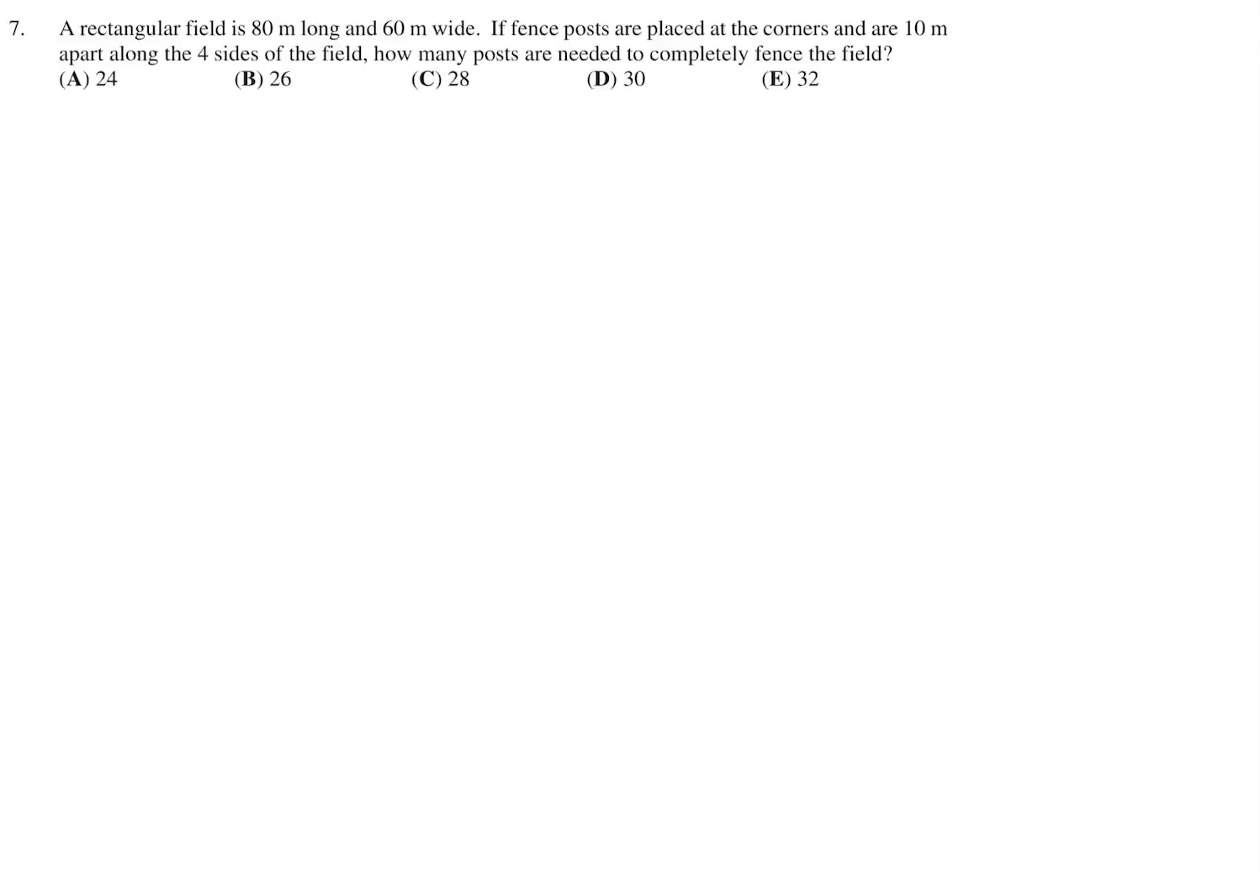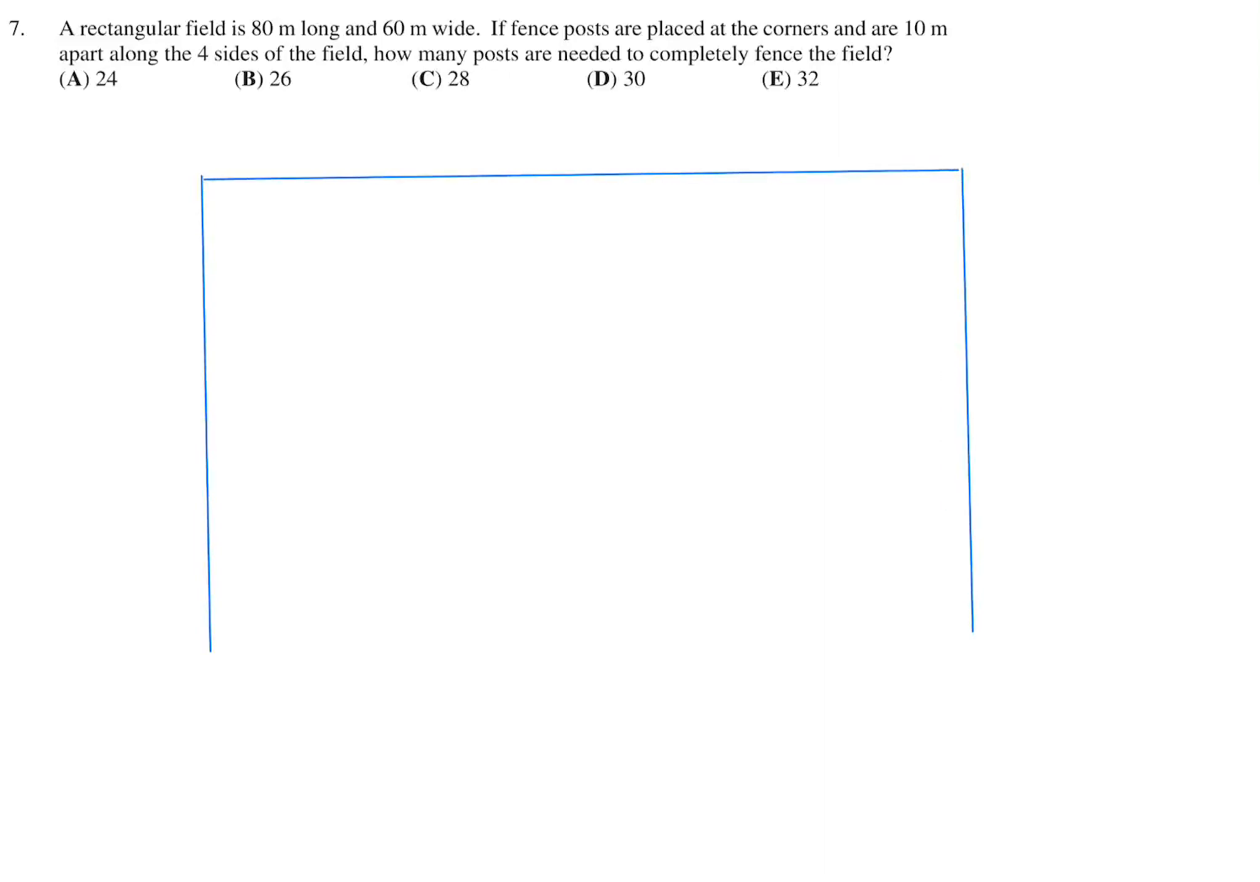A rectangular field 80 by 60. A fence is placed at the corners and are 10 meters apart along the 4 sides of the field. How many posts are needed to complete the fence? All right, let's draw out a rectangular region like that. And they are saying that this side is 80 and this side is 60. And you're putting fences every 10 meters.